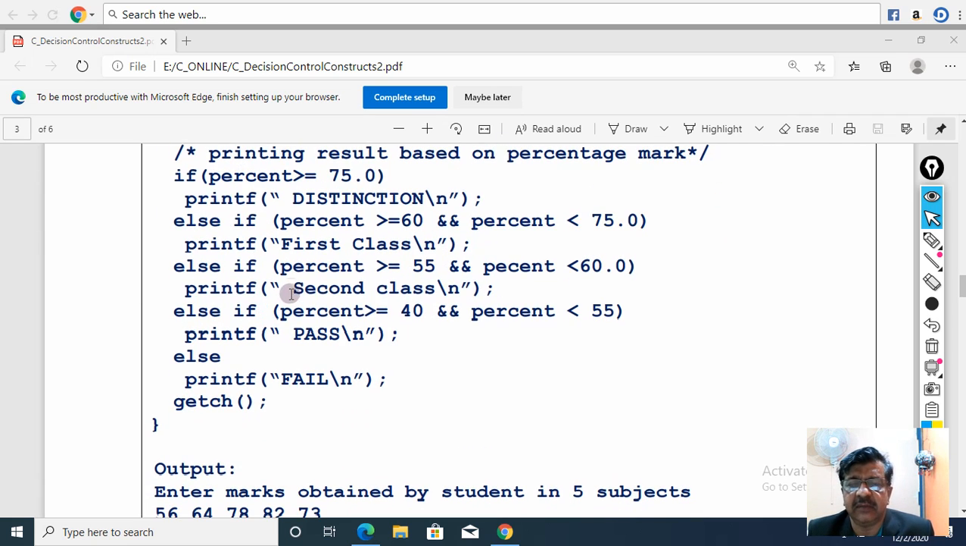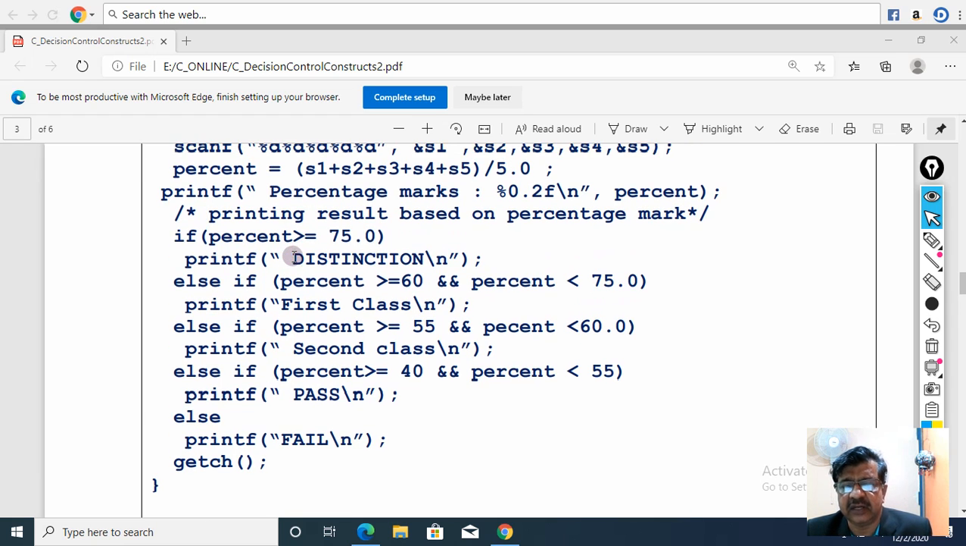Now comparison is being made by using relational operators in order to determine the result. If percentage is greater than or equal to 75, it is distinction. Else if percentage is greater than or equal to 60 and less than 75, it is first class. Greater than or equal to 55 and percentage less than 60, it is second class. And if percent is greater than or equal to 40 and percent less than 55, it is just a pass. Else, if all the options get exhausted, then it should be fail.